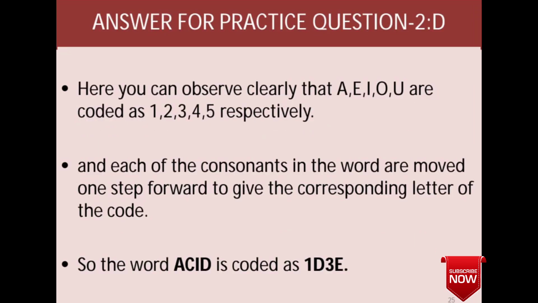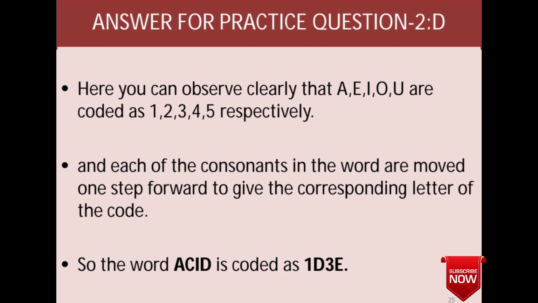Now coming to the answer for practice question 2, here you can observe clearly that A, E, I, O, U, which are vowels, are coded as 1, 2, 3, 4, 5 respectively, and each of the consonants in the word are moved one step forward to give the corresponding letter of the code, which means if you take a consonant B, you have to move it one step, which is you have to code it as C. So this is the meaning of second point.